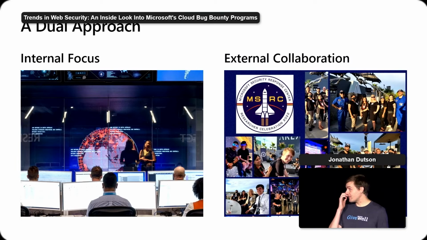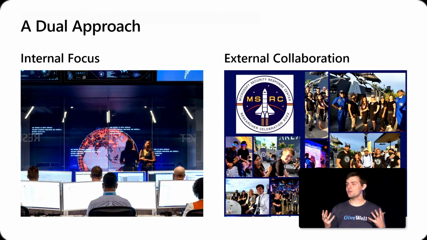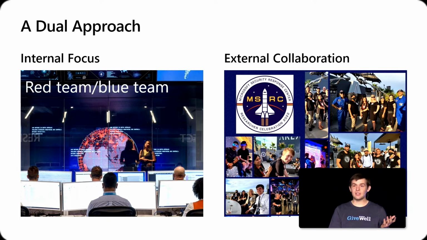So at Microsoft, we have kind of a dual approach to security. Internal security is really important. We have over 8,500 security professionals doing a variety of things to secure Microsoft. Of course, we have a lot of red and blue teams working to see if we can find vulnerabilities so that we can fix those. Earlier this year, I participated in an internal red teaming exercise, which was really a lot of fun.